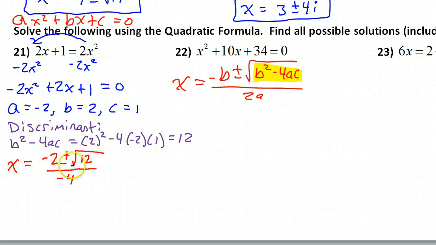Now, again, don't put all this in your calculator. Just do the square root of 12.